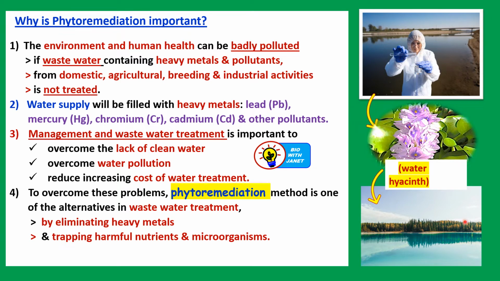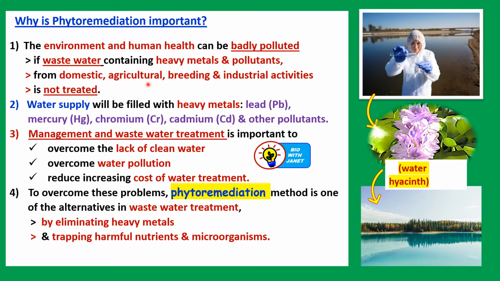So here are the notes for the question, why is phytoremediation important? All right, just read through very quickly. The environment and human health can be badly polluted if wastewater containing heavy metals and pollutants from domestic, agricultural, breeding and industrial activities is not treated. So this wastewater can pollute the bodies of water like rivers and lakes. And water supply will be filled with heavy metals such as lead, mercury, chromium, cadmium, all right, from industrial activities and also from agricultural activities and other pollutants.